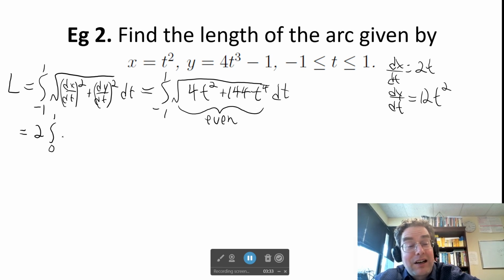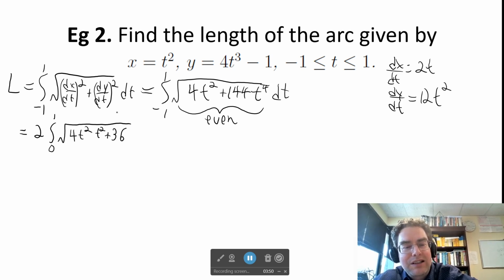Now that we have written it that way, let's pull out this 4t squared, and we'll see that what is left is t squared plus 36t squared. Actually, in the first term, we pulled out the t squared, so we'll put a 1 in for that. There we go. And we have dt.